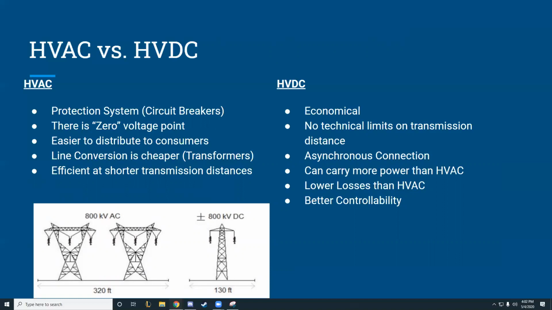On the other hand, high voltage DC is economical and has no technical limits on transmission distance. It uses asynchronous connections. It can carry more power than high voltage AC while having lower losses than AC. It has a much better controllability factor. On the bottom picture, it shows the comparison between AC and DC towers. In this case, showing that DC uses fewer lines and occupies less area than AC. So AC uses 6 lines, while DC only uses 2 lines and 1 tower.